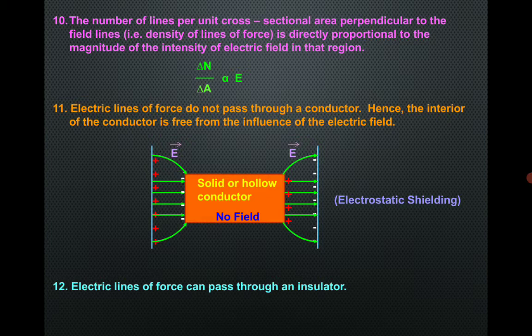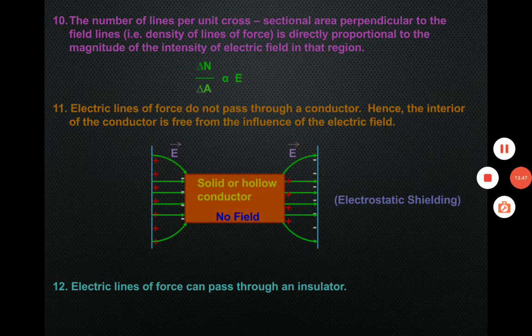Next property, the 12th one: electric lines of force can pass through an insulator. If an insulator is there, then of course electric lines of force can pass through the insulator.